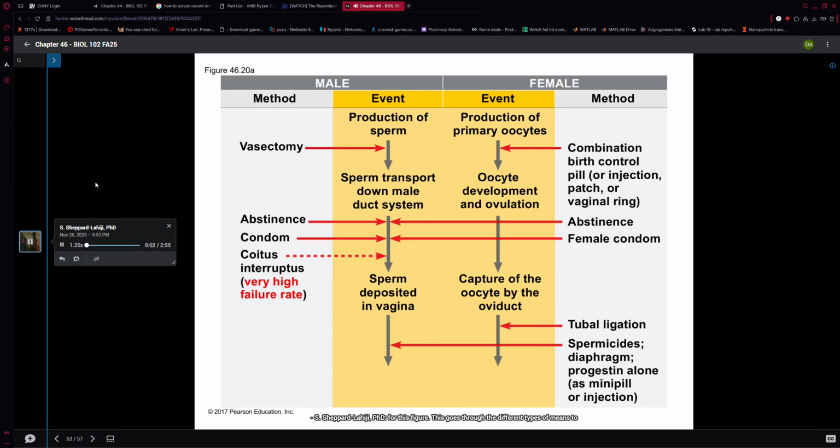For this figure, this goes through the different types of means to preventing a fertilization event and at what stage it's able to impede that process. So we've talked about permanent and temporary methods.